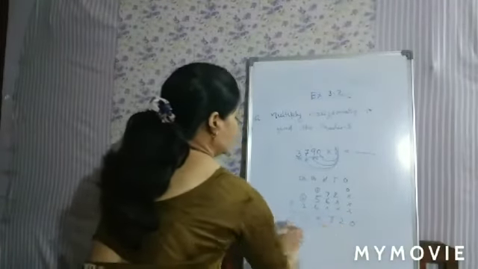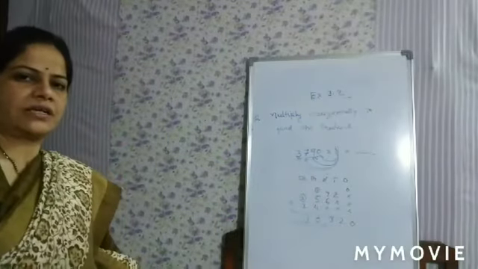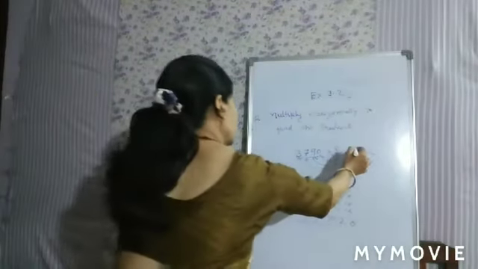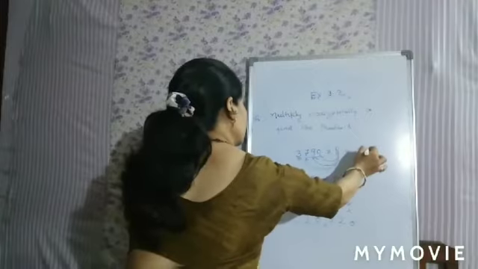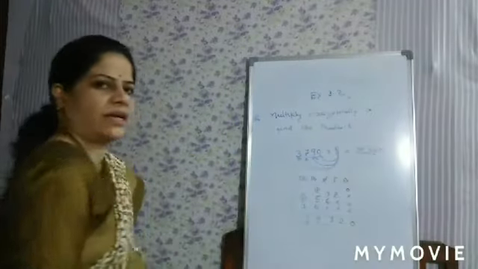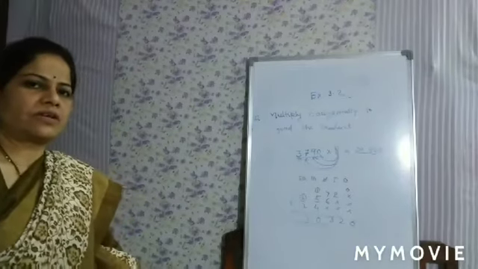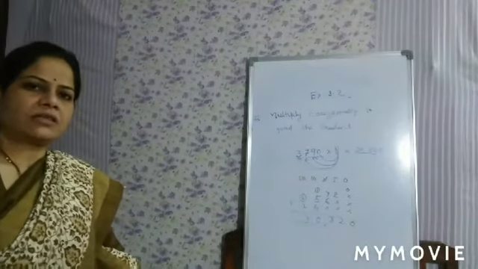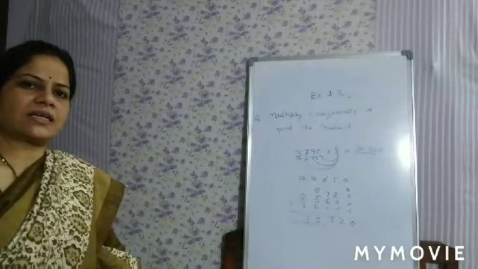What will you get here? 30,320. So what is the product? 30,320. When you multiply 8 and 3,790, you will get 30,320 as the product.